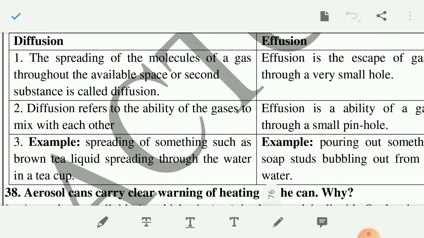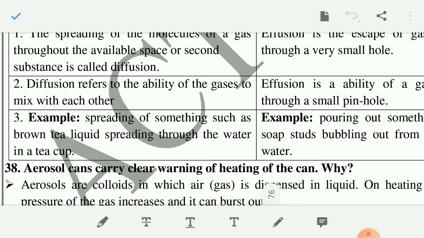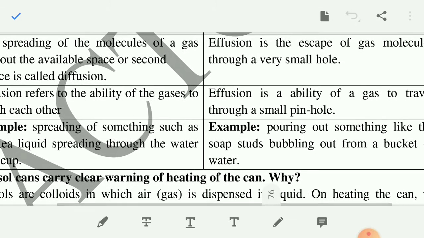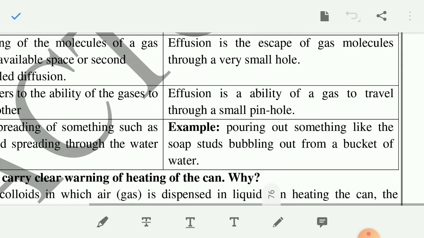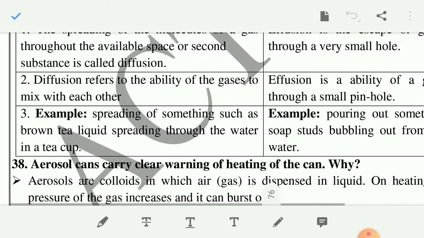Then examples: the spreading of something such as brown tea liquid spreading through water in a teacup. And for effusion, pouring out something like the soda bubbling out from a bucket of water. These are the examples for diffusion and effusion.